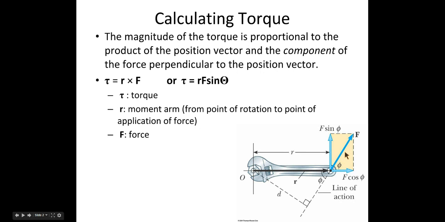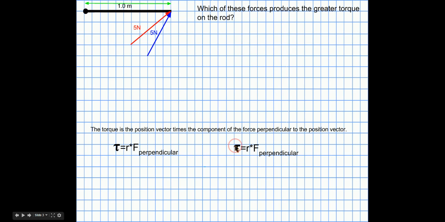So because this force here is not at a 90-degree angle to the position vector, we have to do a little SOHCAHTOA, and we have to find what this component is, because we only want the component that is perpendicular to this position vector. And it turns out the way we would find that out is by taking the sine of that phi angle, and multiplying it times our force. So r times F sine phi gives us the torque at that position.